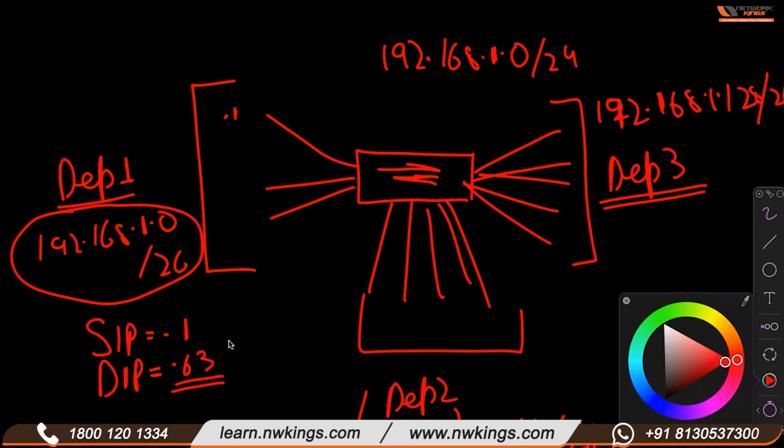Can anyone tell me why I'm using dot 63 here? Is dot 63 a usable address or is it something else? Broadcast address. Okay, that's the broadcast address. Then obviously I know my MAC address, so it could be something like ABCDEFGH. Do not worry about it, just a random value. But then do I know the destination MAC address? Not really. So I'm going to enter it as FFFFFFFF.